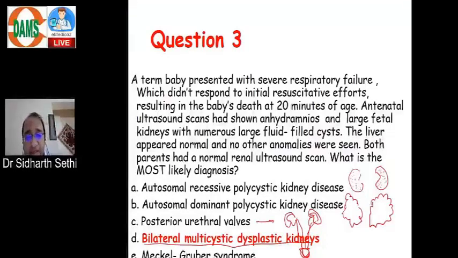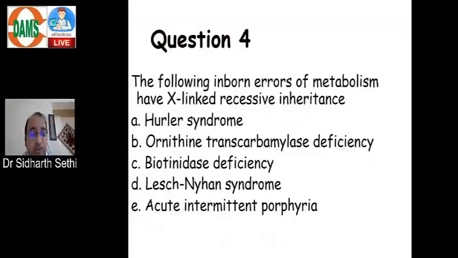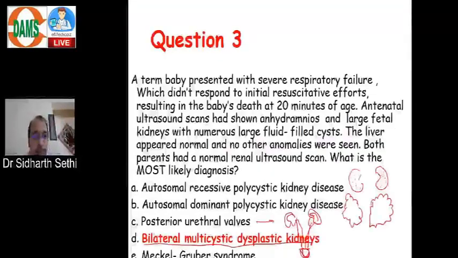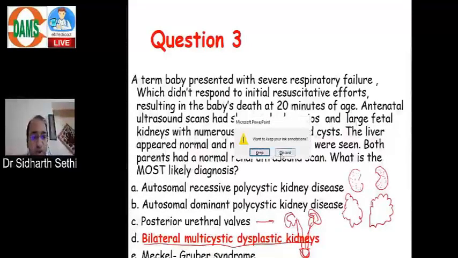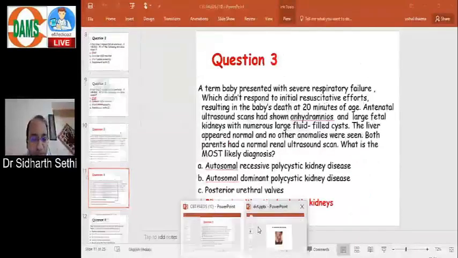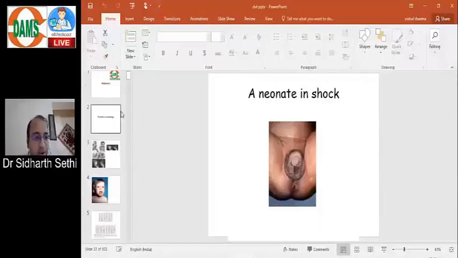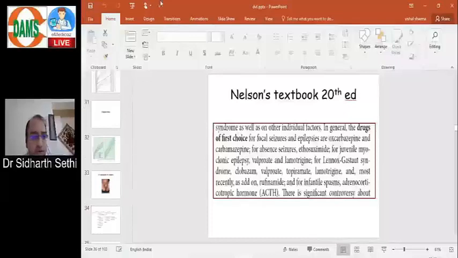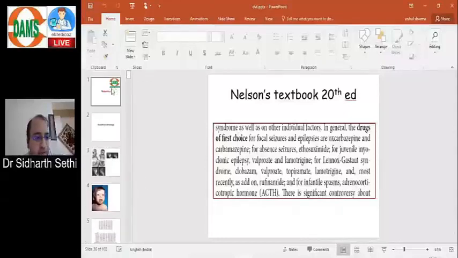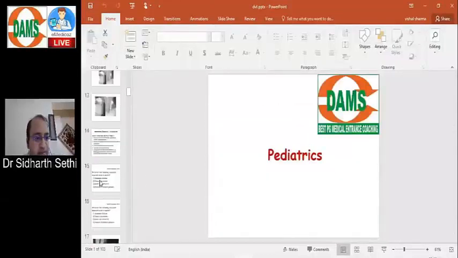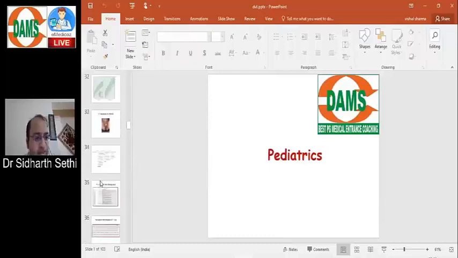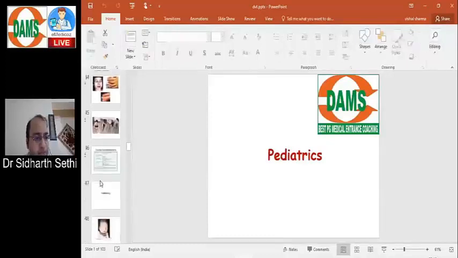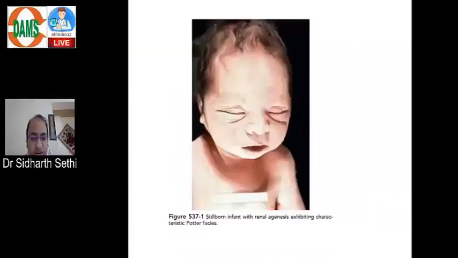So remember, multicystic dysplastic kidney is mostly unilateral. Rarely it's bilateral, which presents like Potter's. So all of you should remember, if you have a child who has severe problems like this, then this child is born like a Potter's sequence. I'll just show you a child who looks like Potter's here. So let me see if I have a photograph of Potter's sequence here. So here is a photograph of a child with Potter's.